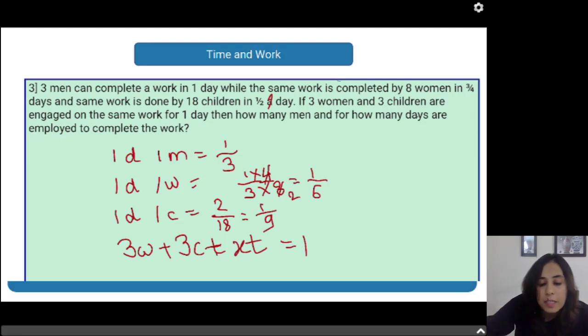Now I have 3 women and 3 children who are working and they are doing the job for one day. So I am going to multiply my value of W by 3. So I get 1/2.